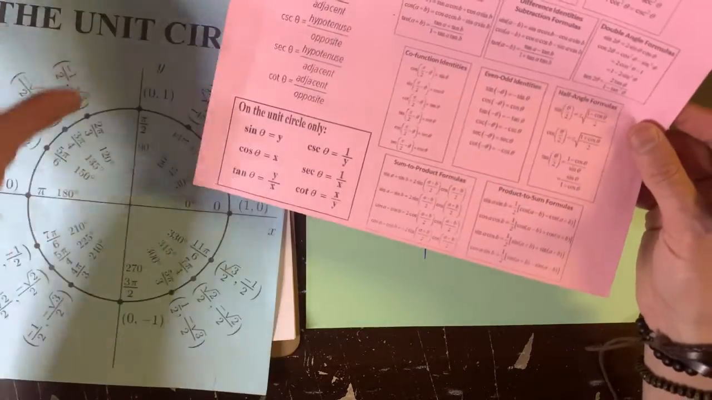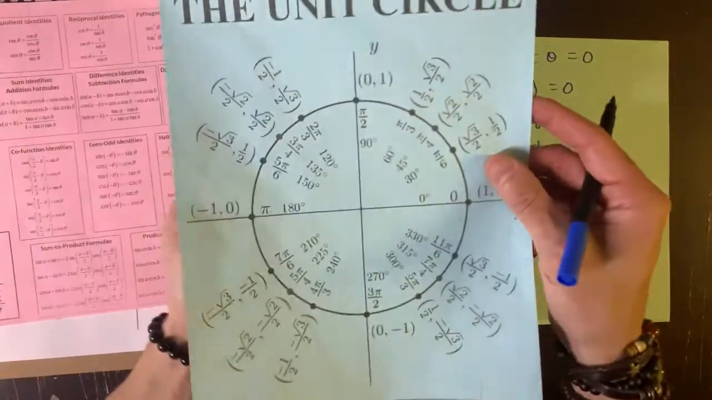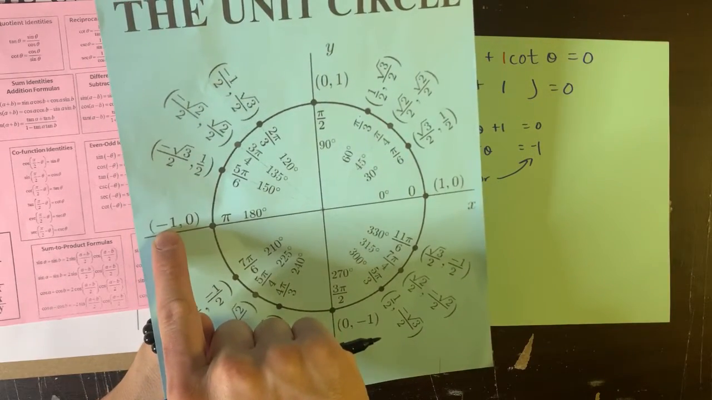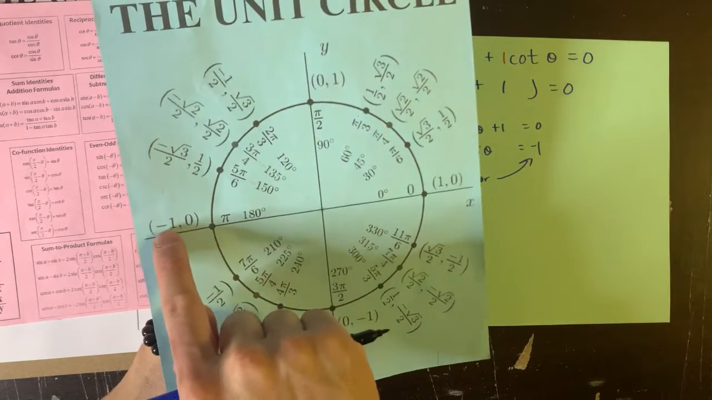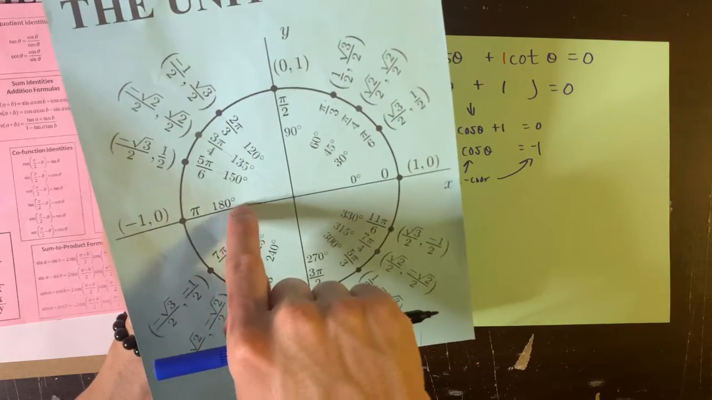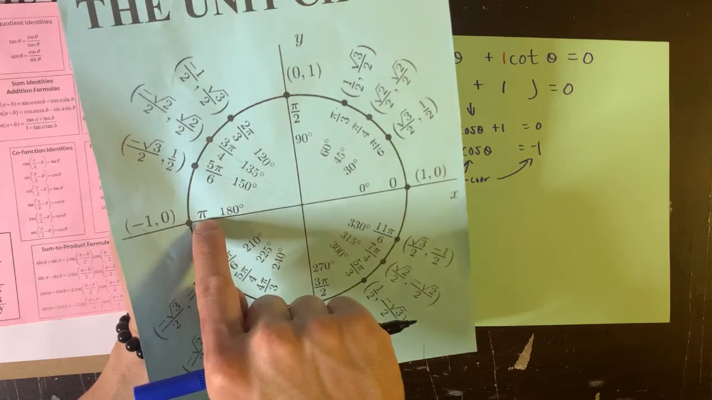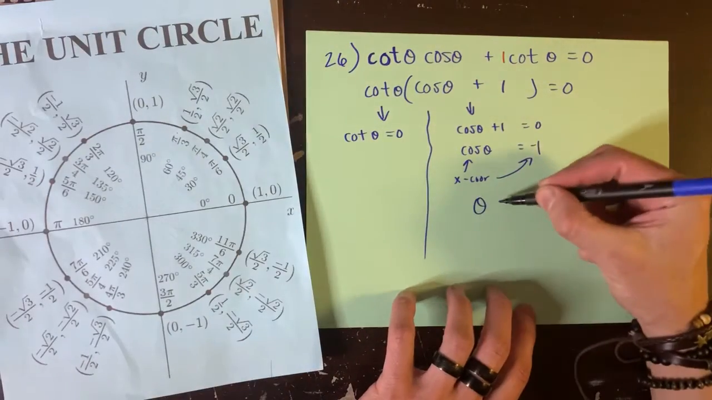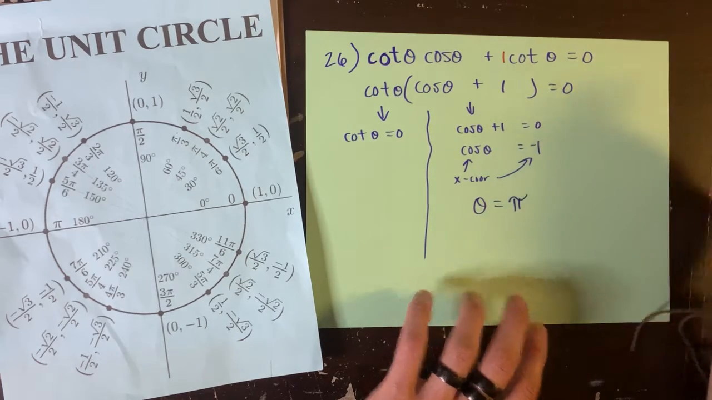So you look at your unit circle. X-coordinates being -1, that only happens here, at this point. And this point is along this angle. I think they wanted radians, so it'd be pi radians. So this theta has to be pi radians. From this equation, we discover that one of the answers is pi.